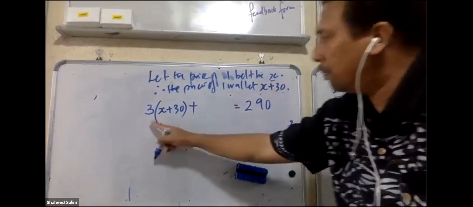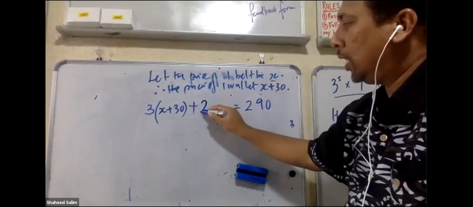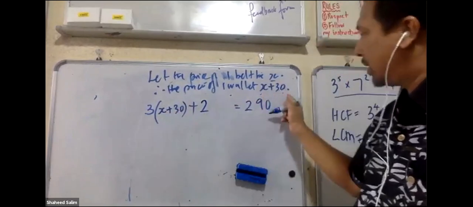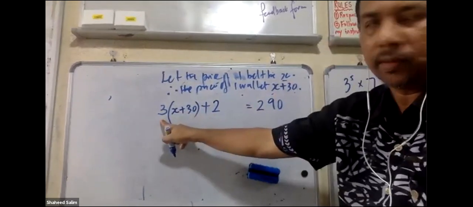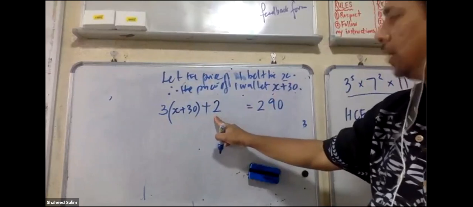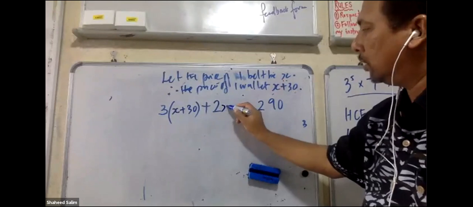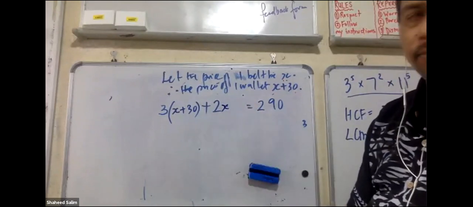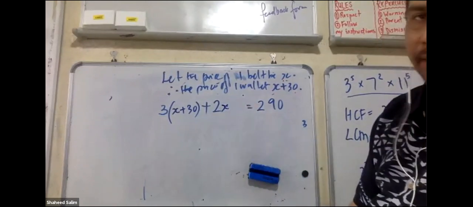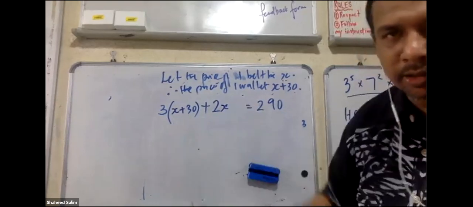Then they tell you 3 belts, 3 wallets. So the wallet is X plus 30, times 3, plus 2 belts, right? So 1X is for 1 belt, 2X is for 2 belts, equal to 290. Do you understand this equation?